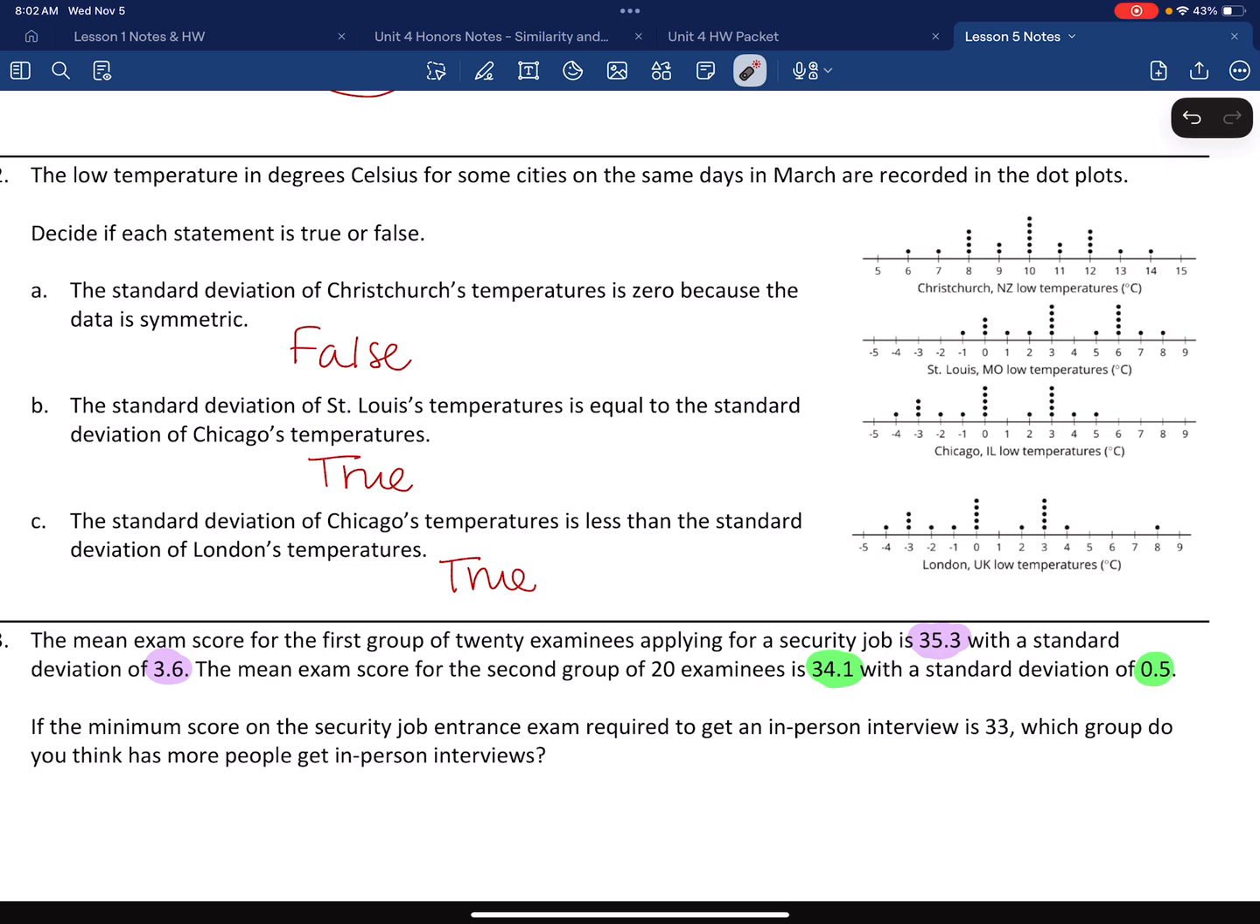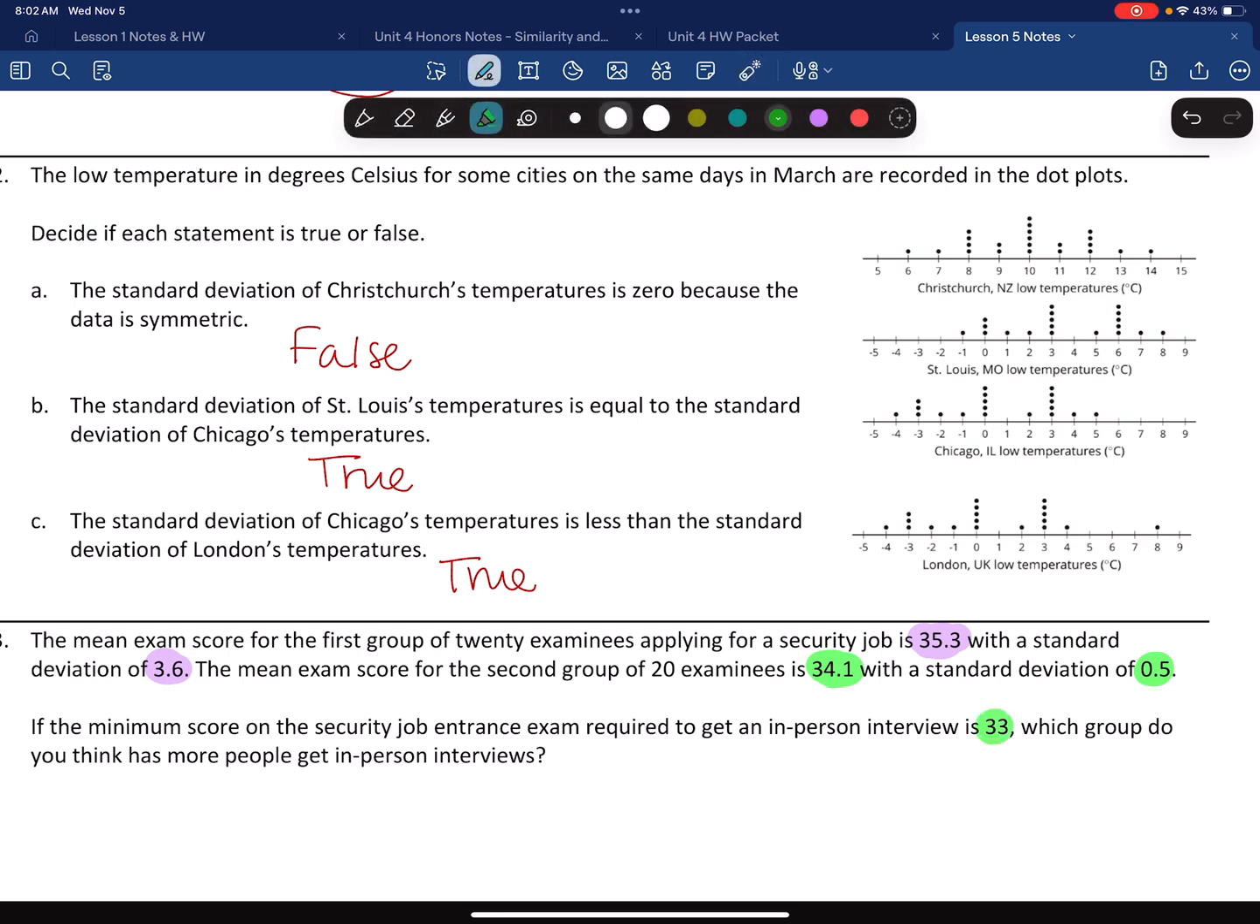So if the minimum score on the security job entrance exam required to get an in-person interview is 33, which group do you think has more people get in-person interviews? If we're looking at that first group with the mean of 35.3, group 1 has a mean of 35.3, and it could range 3.6 below, which would be 31.7, and 3.6 above, which would be 38.9. Okay, that's our first group.